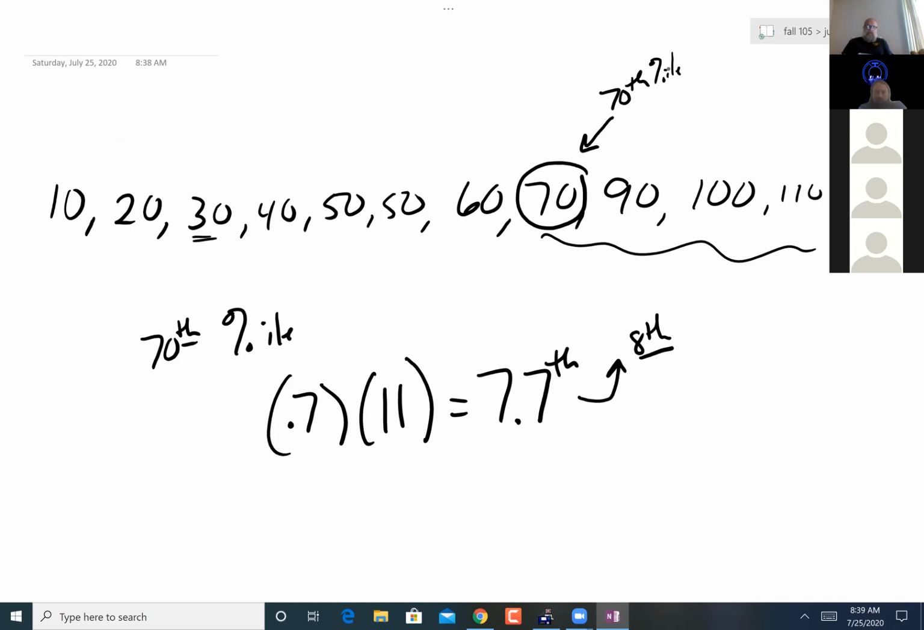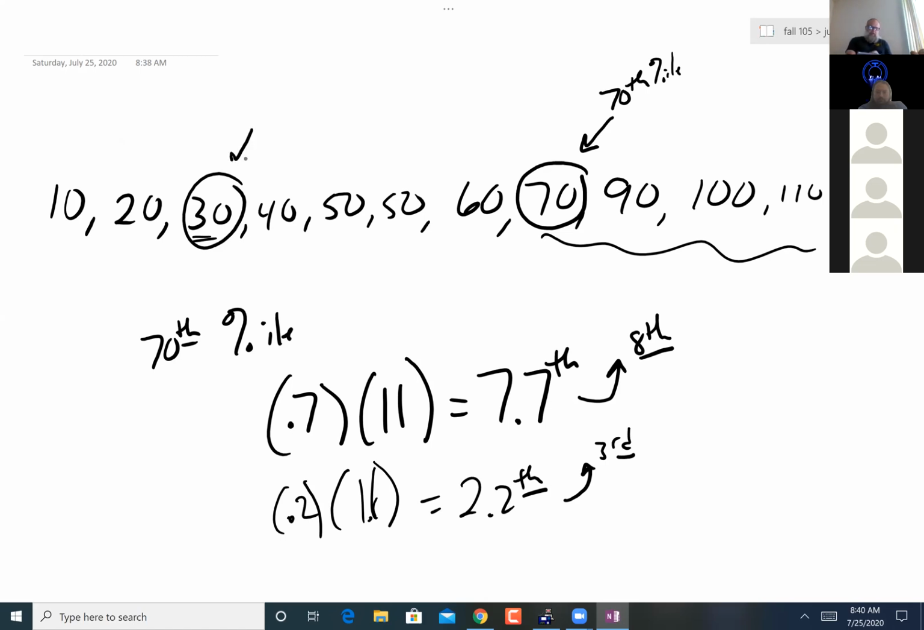Okay, if you wanted the 20th percentile, that comes out to be the 2.2th term, which will round up to the 3rd term. 1, 2, 3. This guy right here happens to be the 20th percentile.